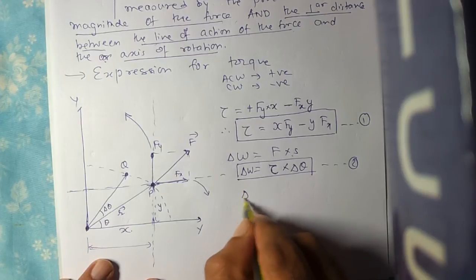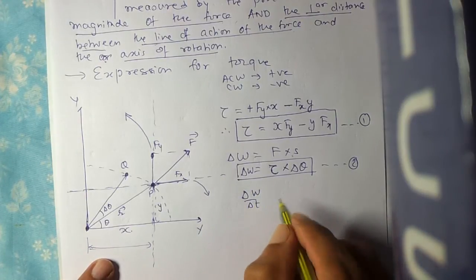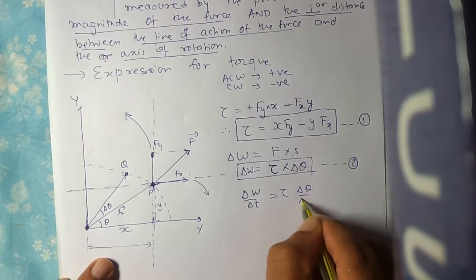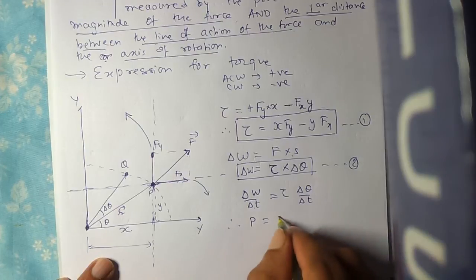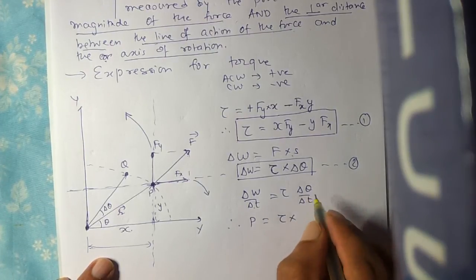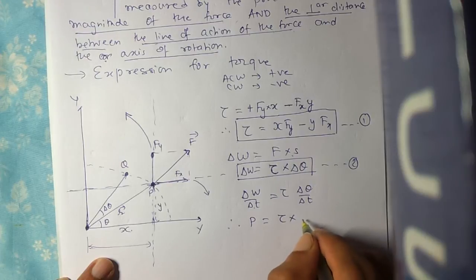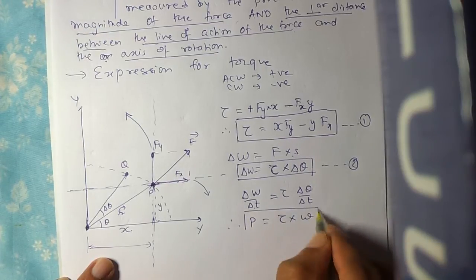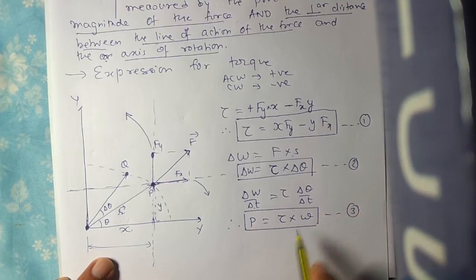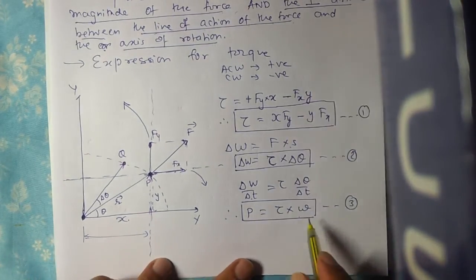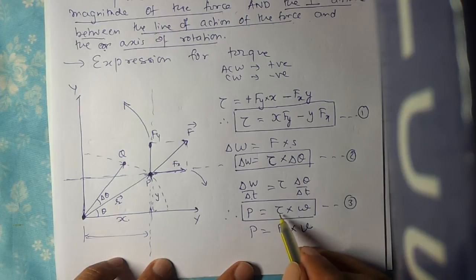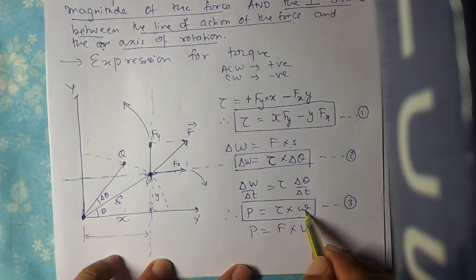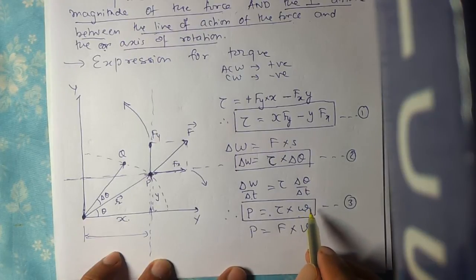This is another equation I get. And if I divide this by delta t throughout, then delta W upon delta t is equal to tau into delta theta by delta t. Delta W by delta t, you know, is power, instantaneous power in fact, and this will give me torque into delta theta by delta t. This is angular displacement per unit time, so this will give me angular velocity omega. So power is equal to torque into omega. And this formula looks very familiar. In linear motion, we had power is equal to force into velocity. Torque is the corresponding quantity for force in rotational motion, and instead of linear velocity we have angular velocity. Therefore power is equal to torque into omega.